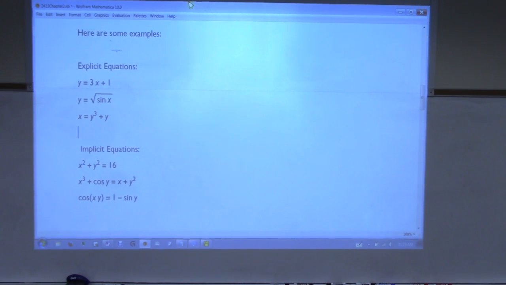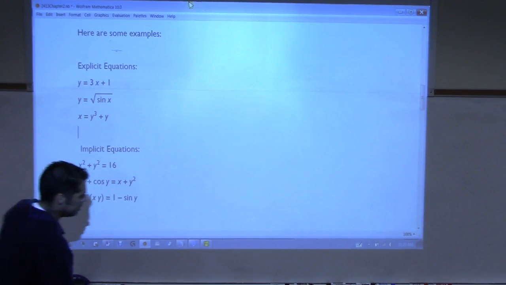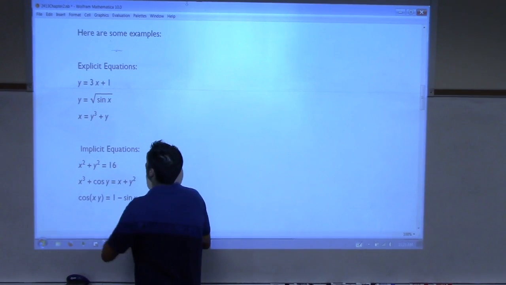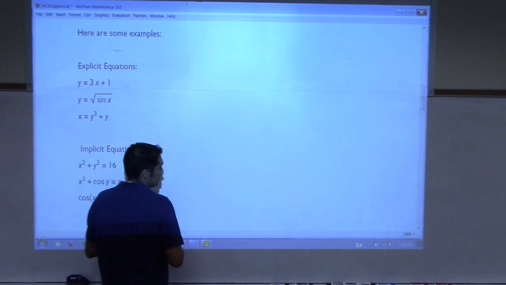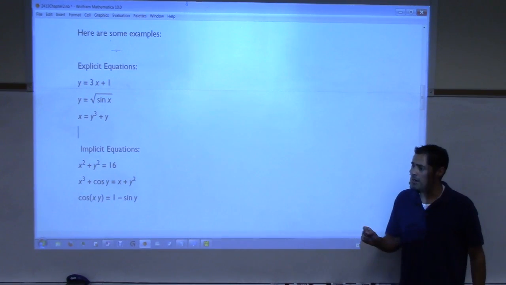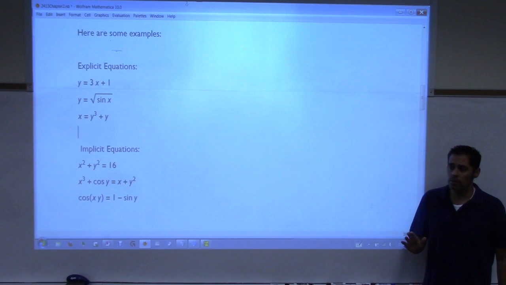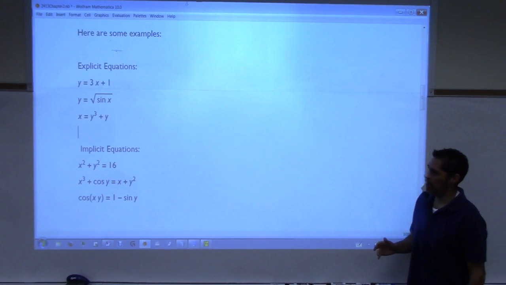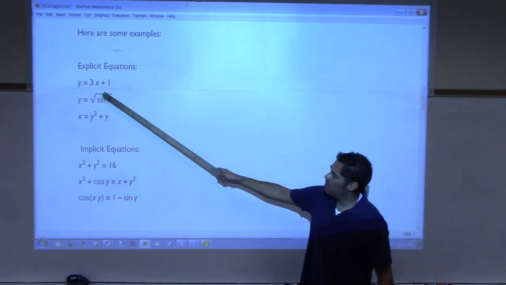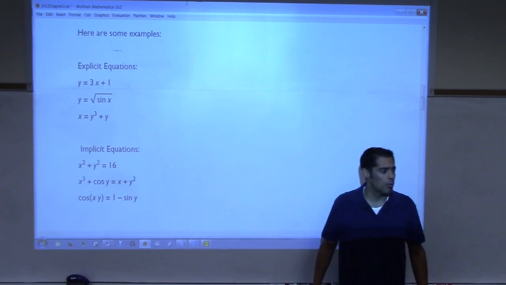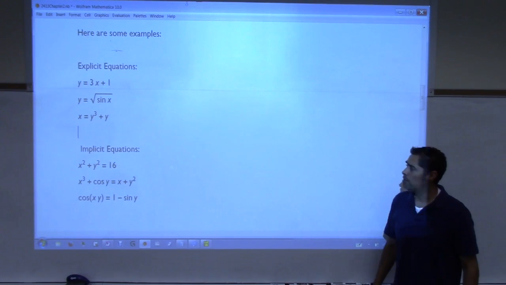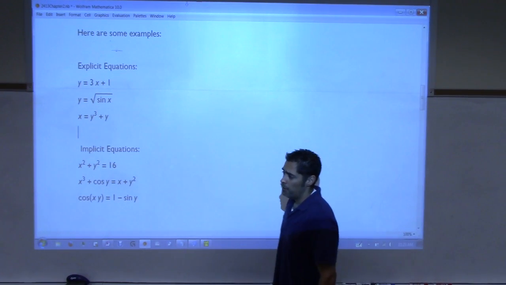All right, explicit versus implicit equations. So what is an explicit equation? What is an implicit equation? Well, an explicit equation is any equation where you can solve for one of the variables, and it does not matter which variable you solve for. So look at the first three here. All of these equations have been solved for one of the variables, right? The first one solved for y, the second one solved for y, the third one is solved for x.